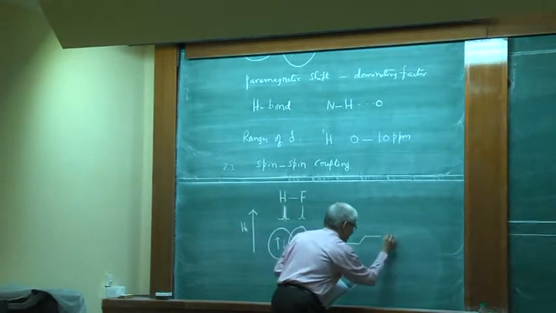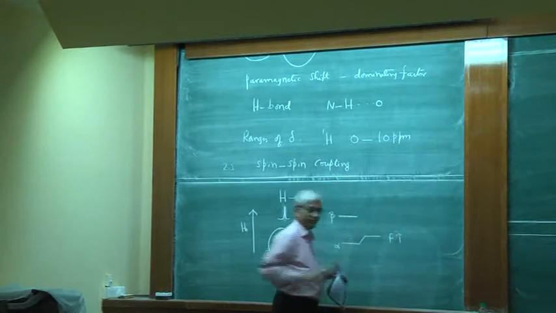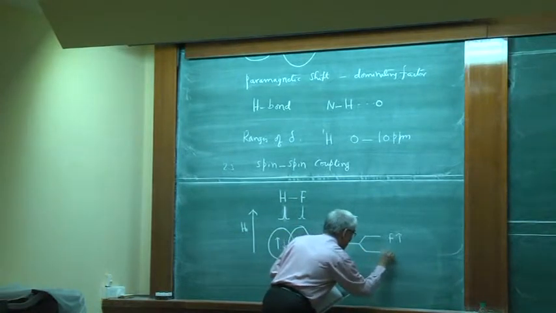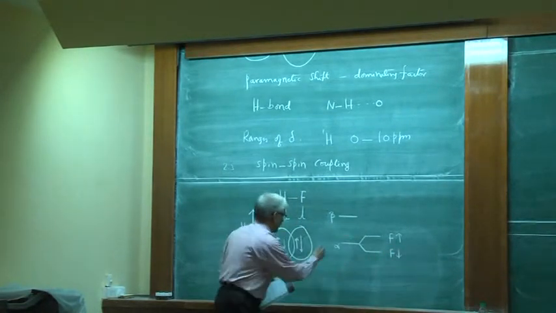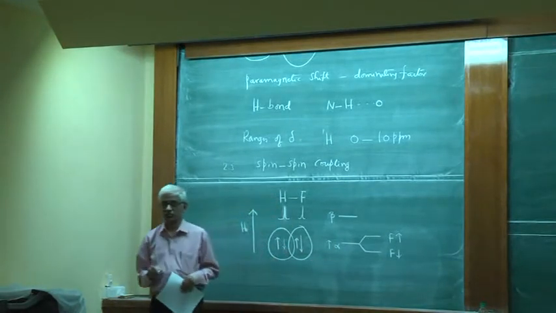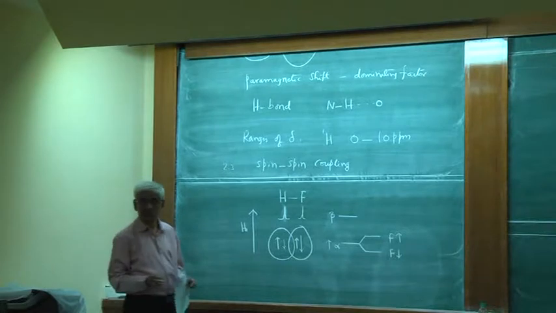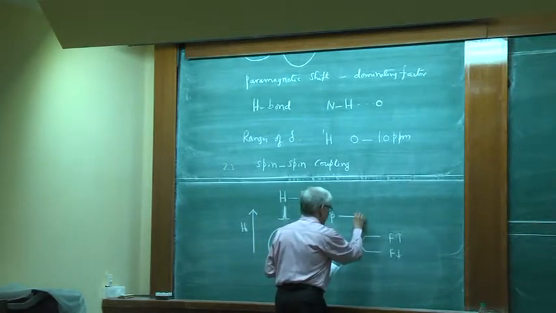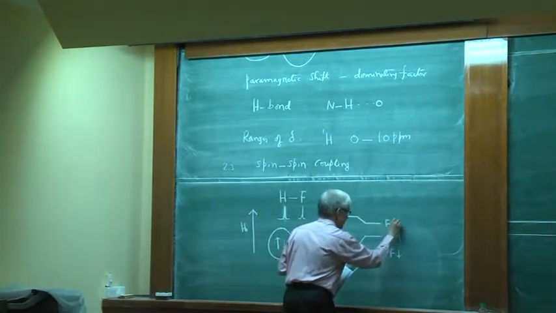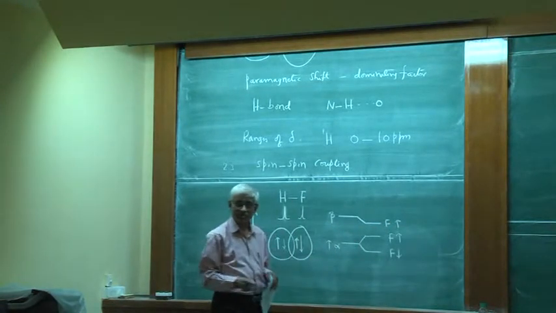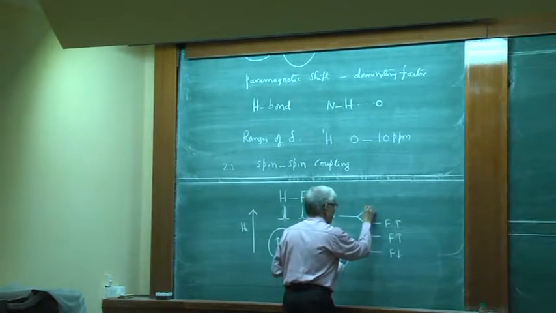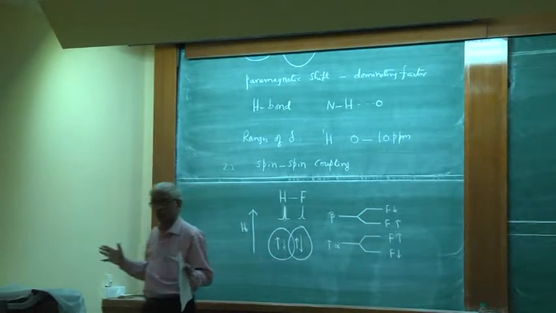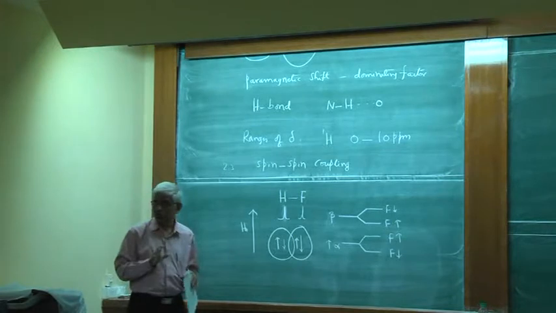And this is if the F spin is parallel. Energy will be down if F is antiparallel. And remember, alpha is parallel. Likewise, now beta, what will happen? If the F is parallel, this will come down, and if F is antiparallel, it will go up, because the interaction is mu 1 dot mu 2, the interaction between the two.